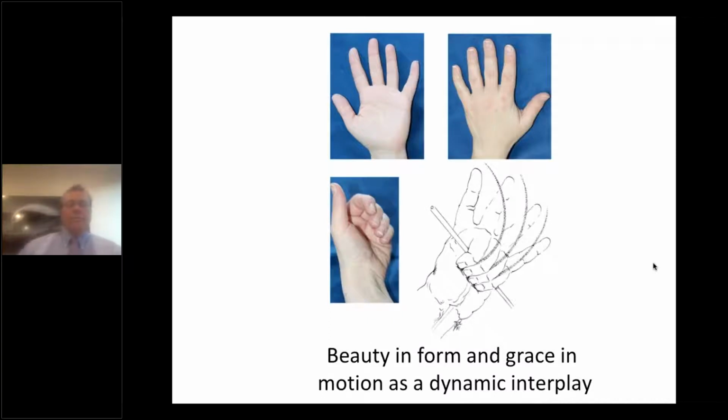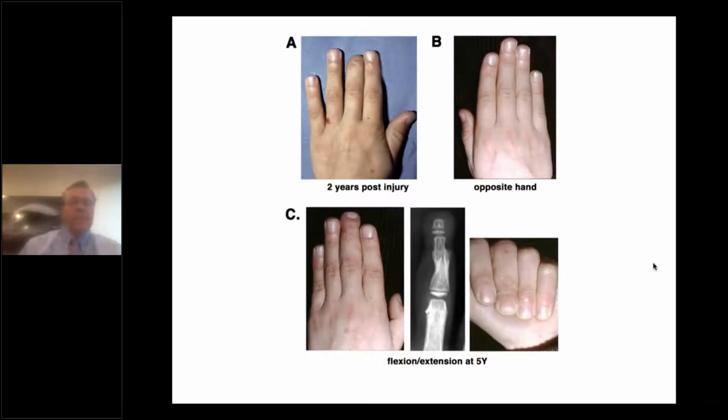So the hand has a very unique architecture. There's a longitudinal arch, there's a transverse arch, and this shows the digital cascade, with the long ray being the longest and the 2 border rays being the shortest. There's a beauty in the form and grace of the hand, as well as the dynamic interplay, which is a whole different dimension which incorporates function.